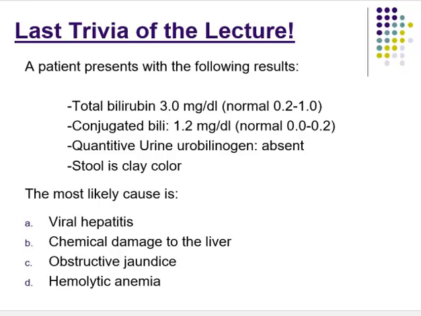The correct answer is C, obstructive jaundice. You have an increase in your total bilirubin, you have an increase in conjugated bilirubin, but the dead giveaway is the stool is clay colored, so you have obstructive jaundice.